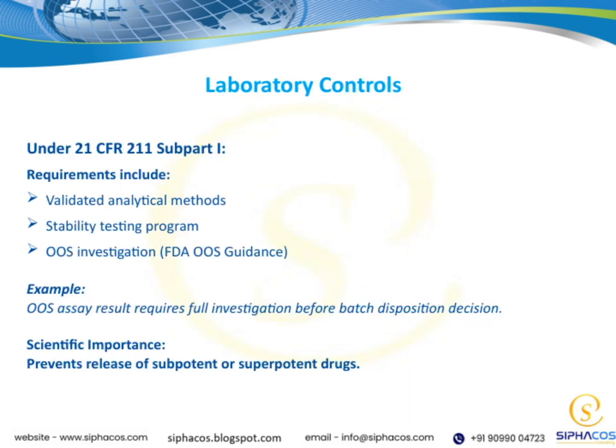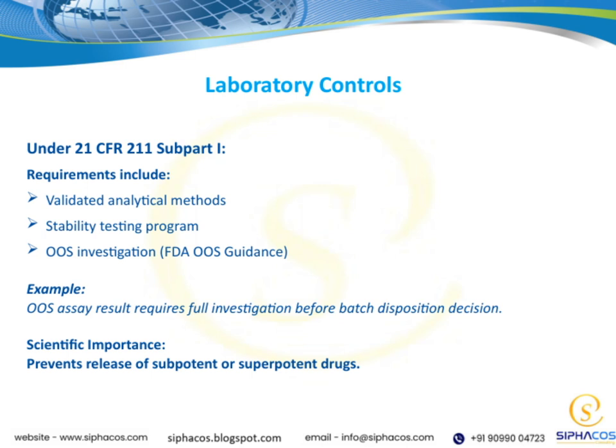Now, let's talk about laboratory controls under 21 CFR 211 subpart I. This section sets important requirements to ensure the quality and safety of our pharmaceutical products. First, we need validated analytical methods, meaning our testing procedures must be proven accurate and reliable before they're used routinely. Next, implementing a stability testing program is essential to confirm that our products maintain their quality over time under specified storage conditions. Another critical aspect is investigating out of specification, or OOS, results according to the FDA OOS guidance.